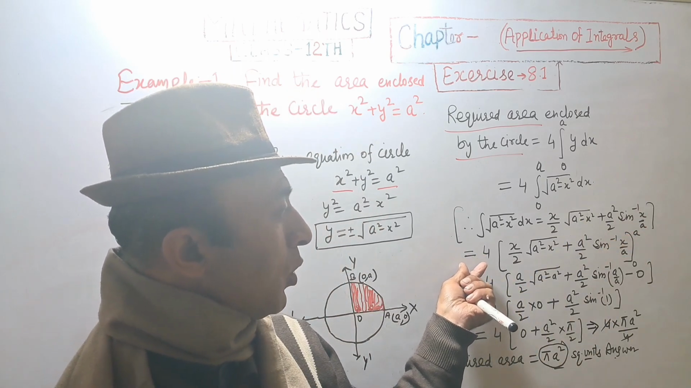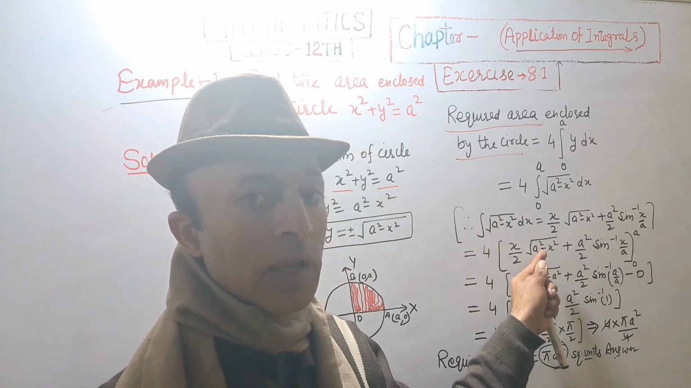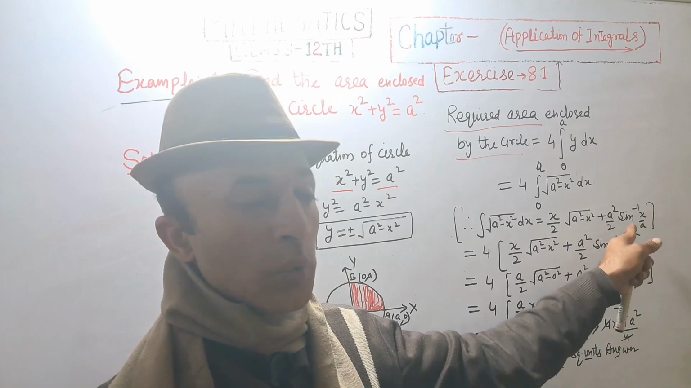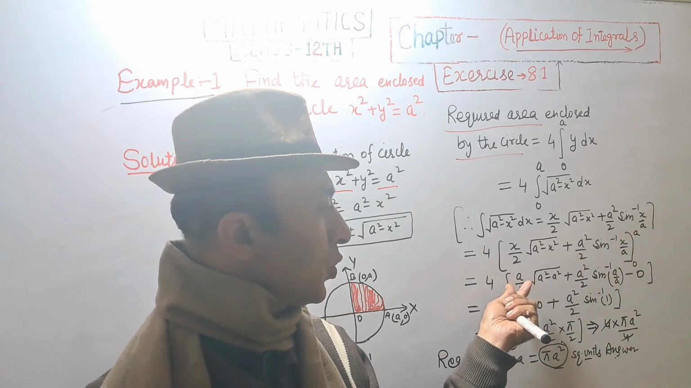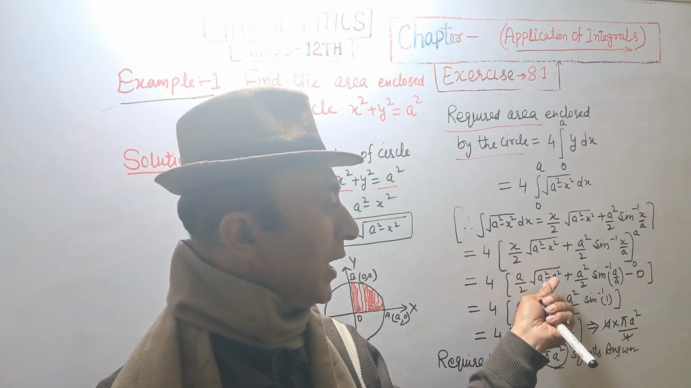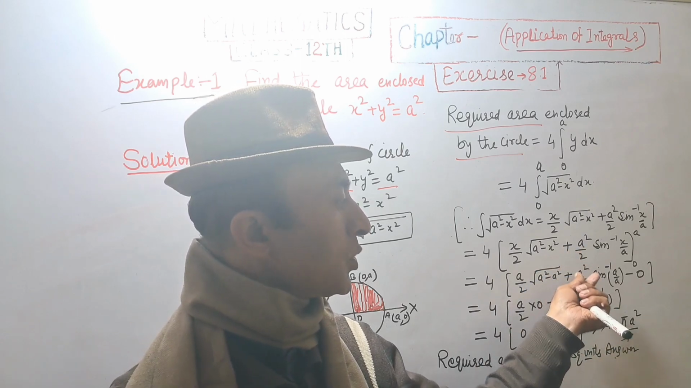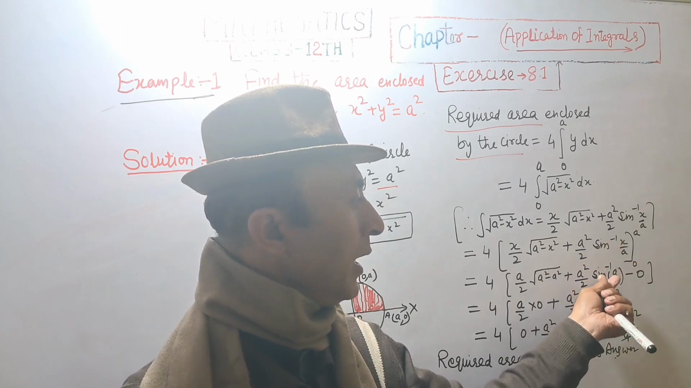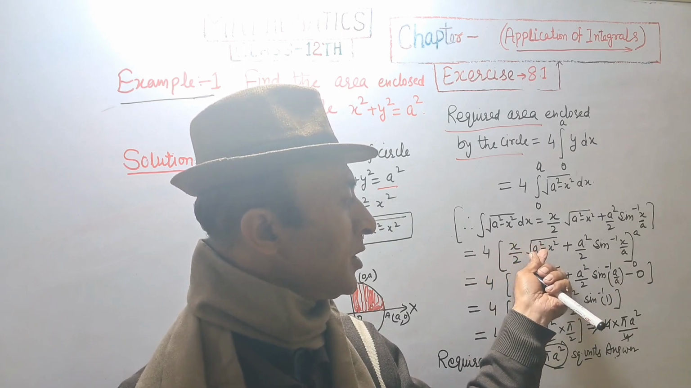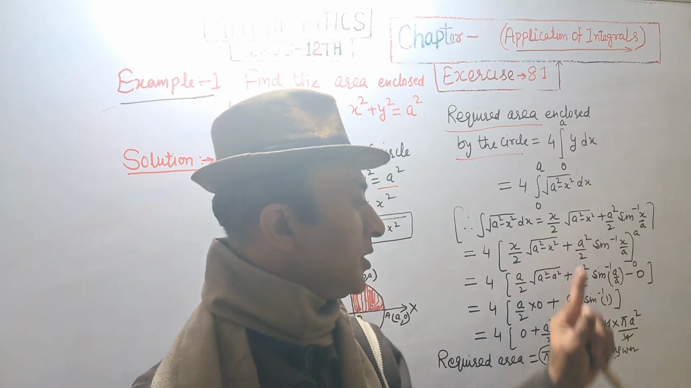So it will be 4 times of x upon 2 root a square minus x square plus a square upon 2 sine inverse x upon a. Limit lies 0 to a. We are putting upper limit first, so we get a upon 2 root a square minus a square, that will be 0, plus a square upon 2 into sine inverse a upon a, minus we are putting lower limit 0 multiplied by something, that will be 0, and sine inverse 0 will be 0, 0 multiplying a upon 2 will be 0.